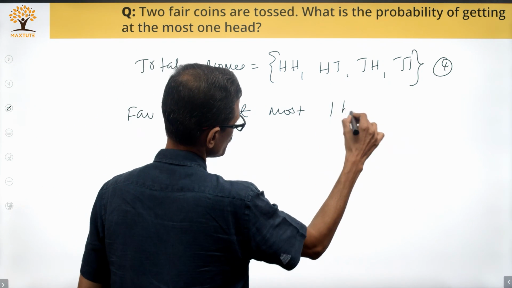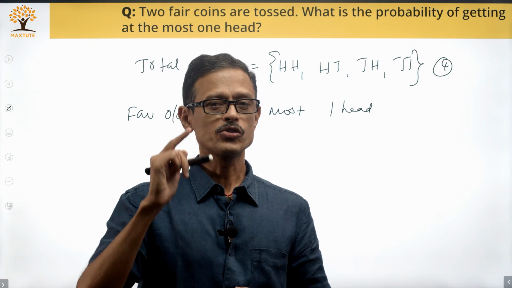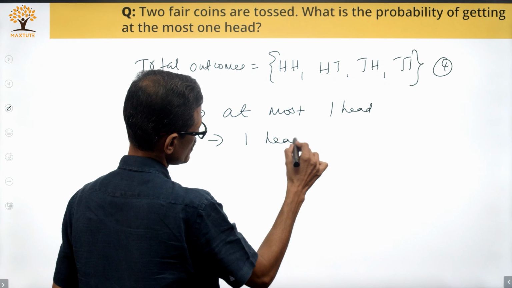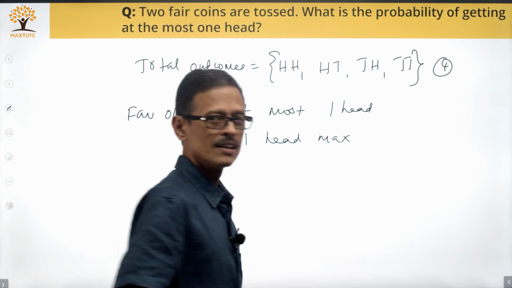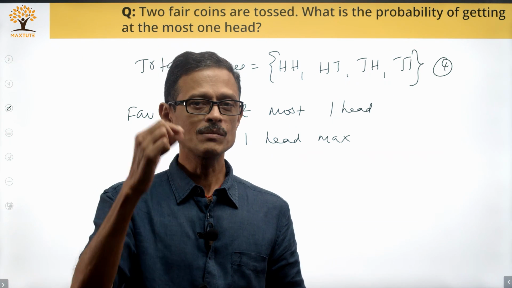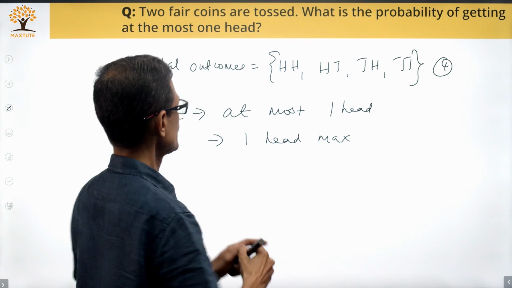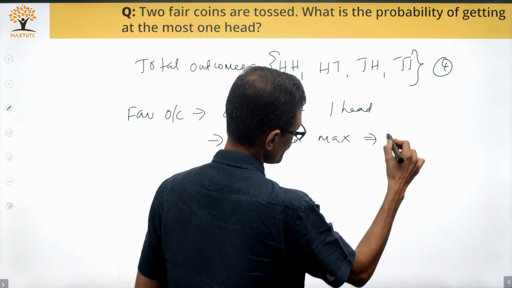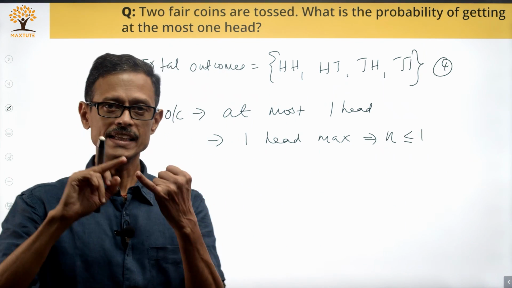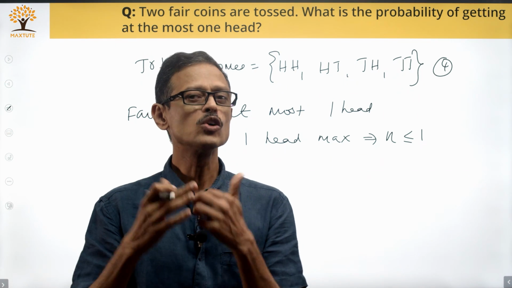What do we mean by at most one head? At most means maximum. So, we are saying that you should have a maximum of one head. One head is the maximum that is permitted. Essentially we are saying the highest number of heads that you will see is 1, which means you can have 1 or fewer than 1 head, which essentially translates to the number of heads should be less than or equal to 1. It can be equal to 1, it can be less than 1. Less than 1 is having no head at all.